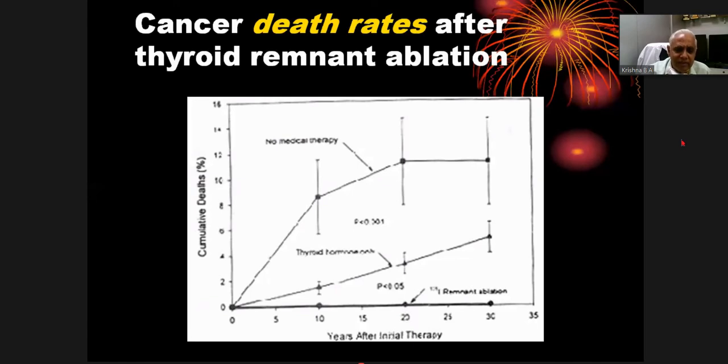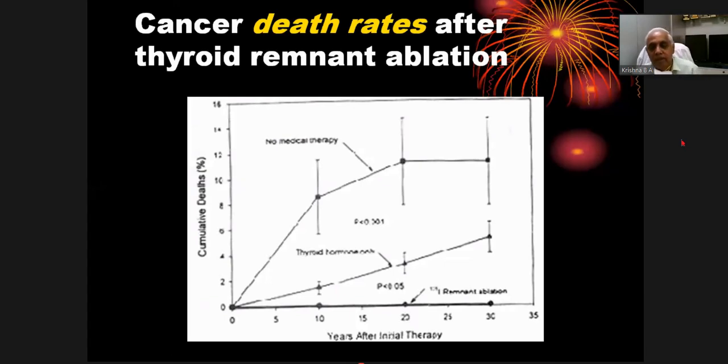This is another interesting graph, cancer death rates after thyroid remnant ablation. If you see those who did not have ablation, the death rate keeps on rising as the years pass, much earlier compared to those who had a remnant ablation. Whereas for those who did not have any therapy, the death rate is rapid. So the remnant ablation definitely seems to be impacting the overall survival and the cumulative death rate in thyroid cancer.